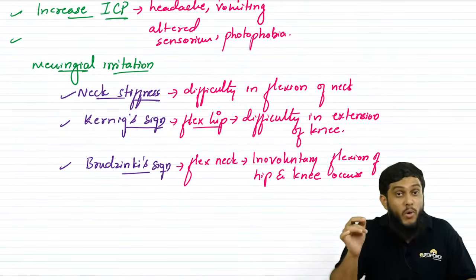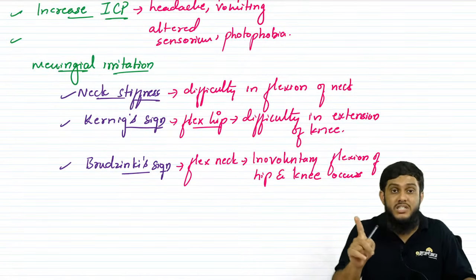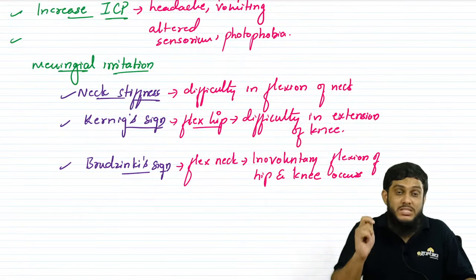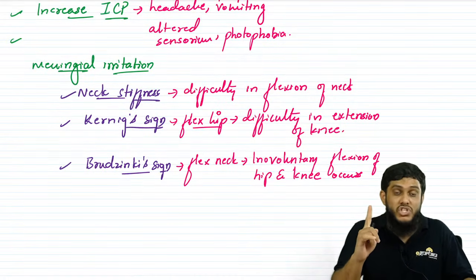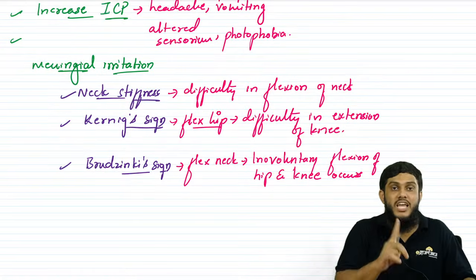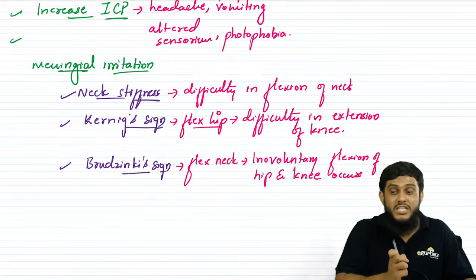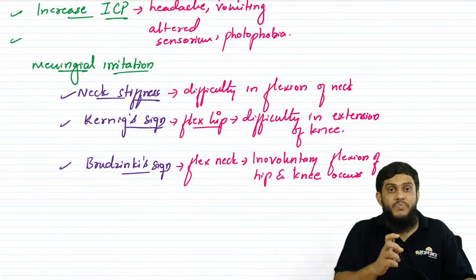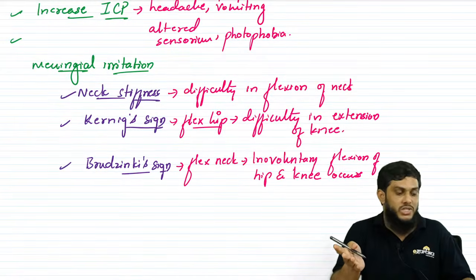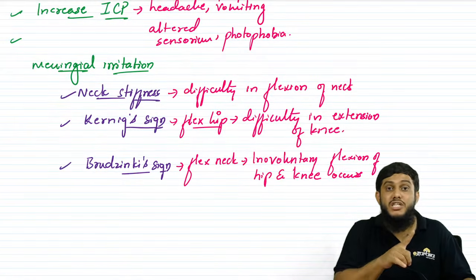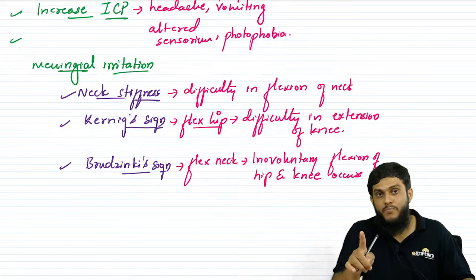There is one important thing you need to know. There are no seizures or epilepsy in meningitis, because seizures and epilepsy are clinical manifestations of encephalitis, when the brain is involved. Only when the brain parenchyma is involved do we see seizures or epilepsy. Otherwise, in meningitis, there are no seizures or epilepsy.